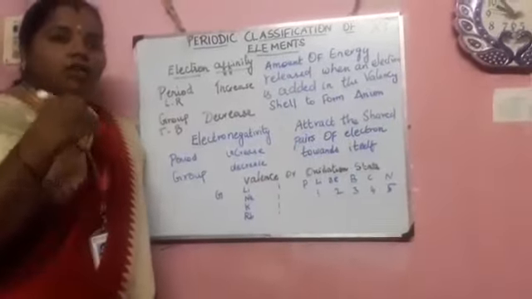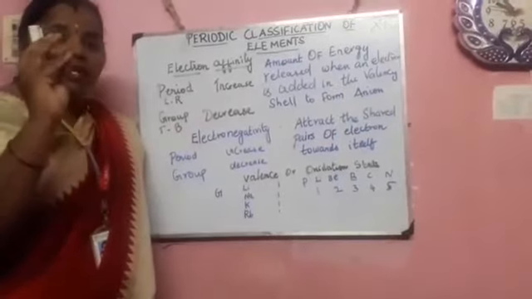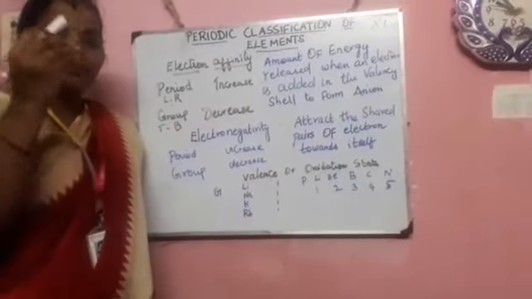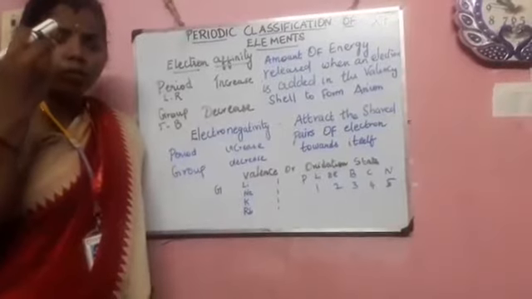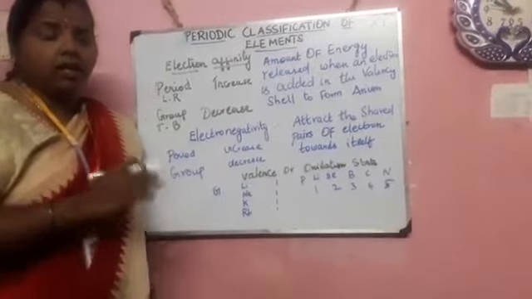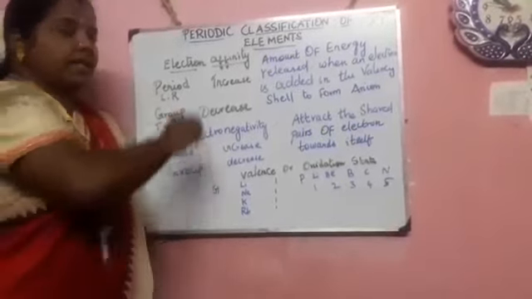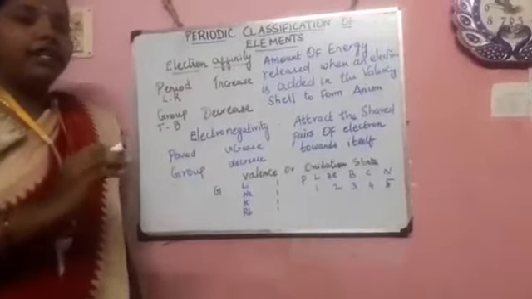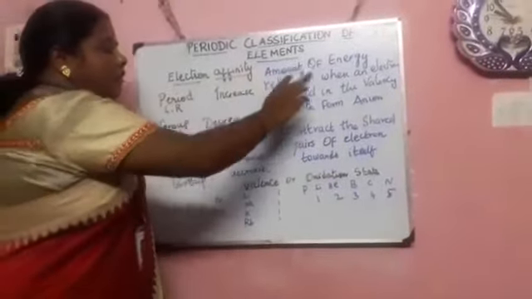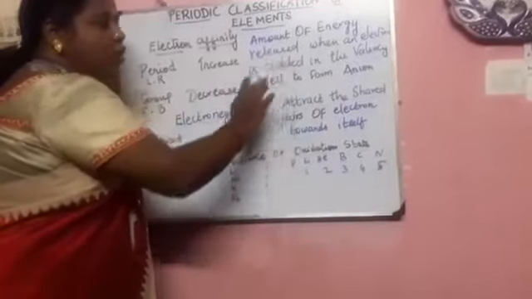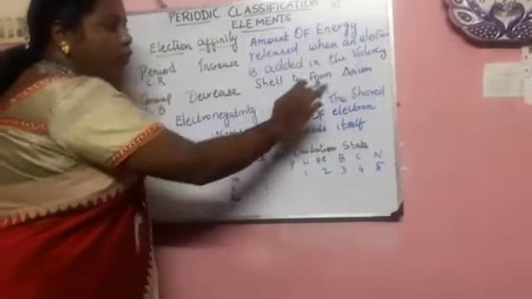Next, we saw the important definitions: what is meant by atomic radius, and how the electronic configuration is made. Now we have to see electron affinity. Electron affinity means the amount of energy released when an electron is added to the valence shell to form an anion.